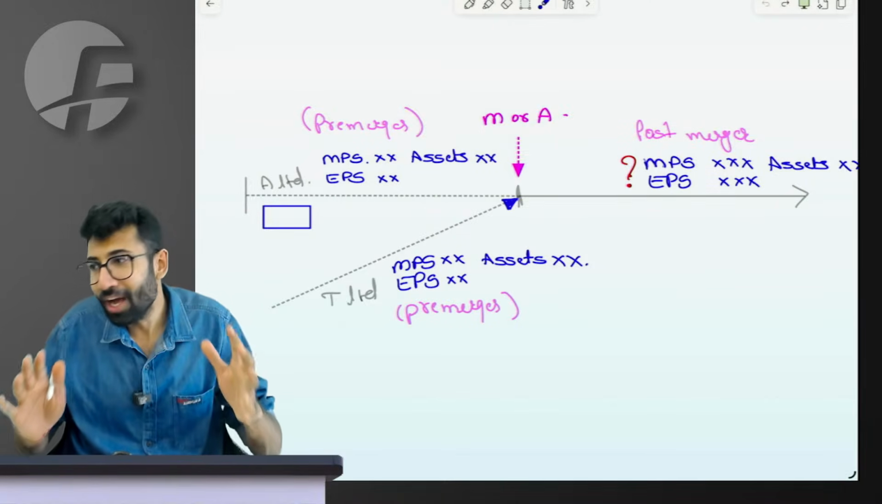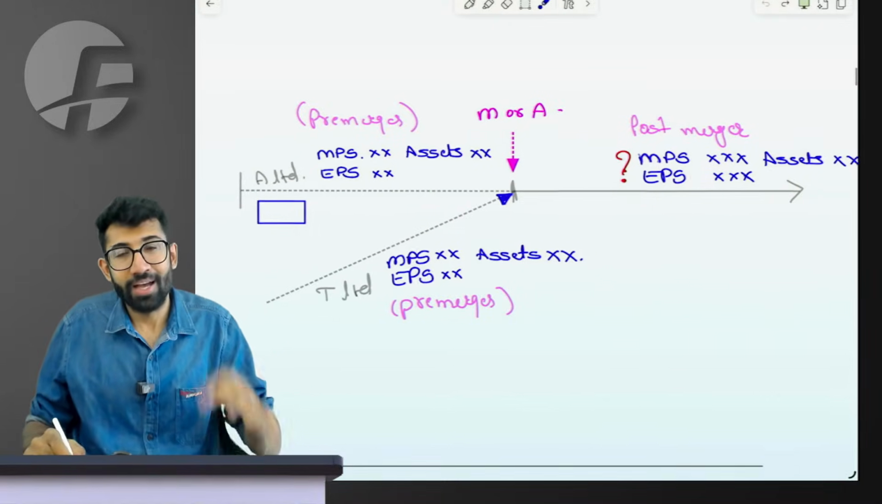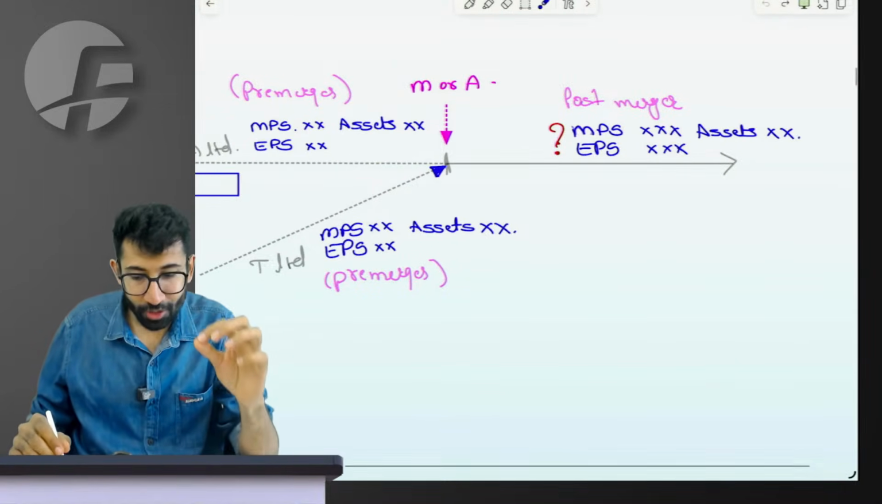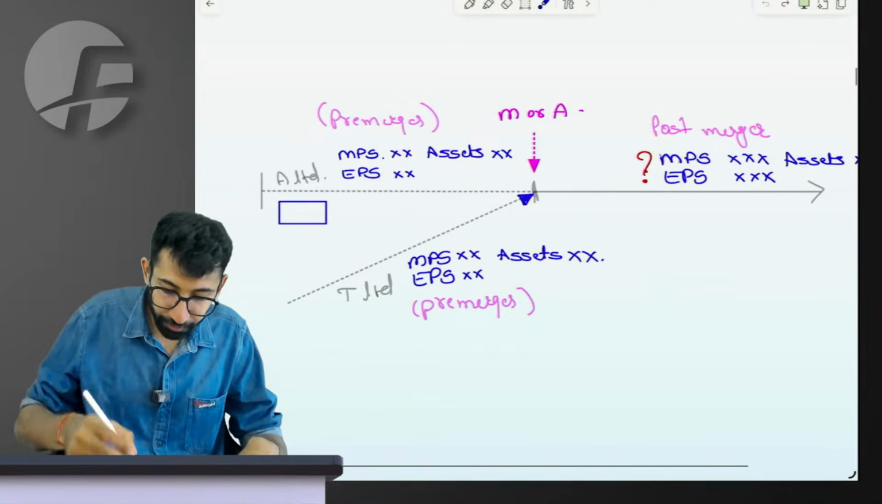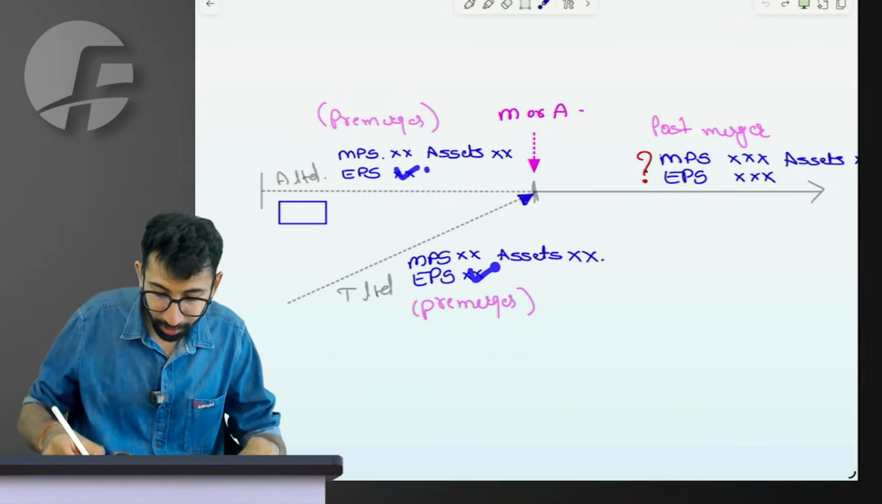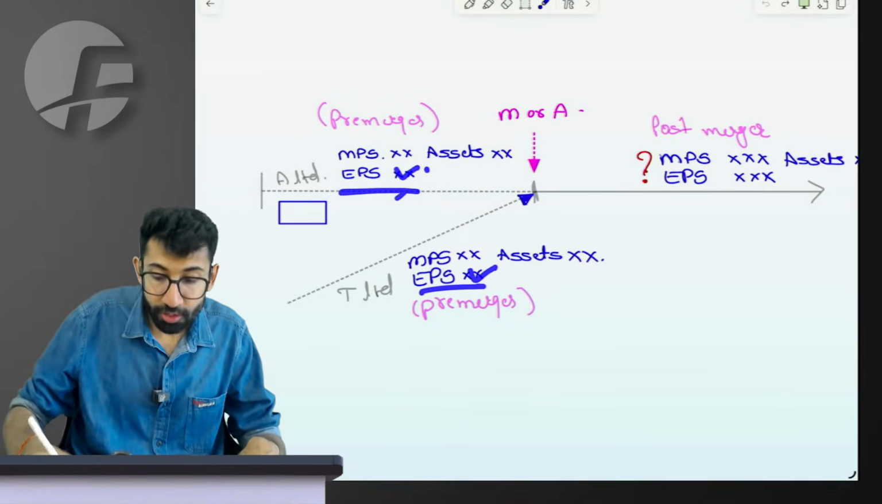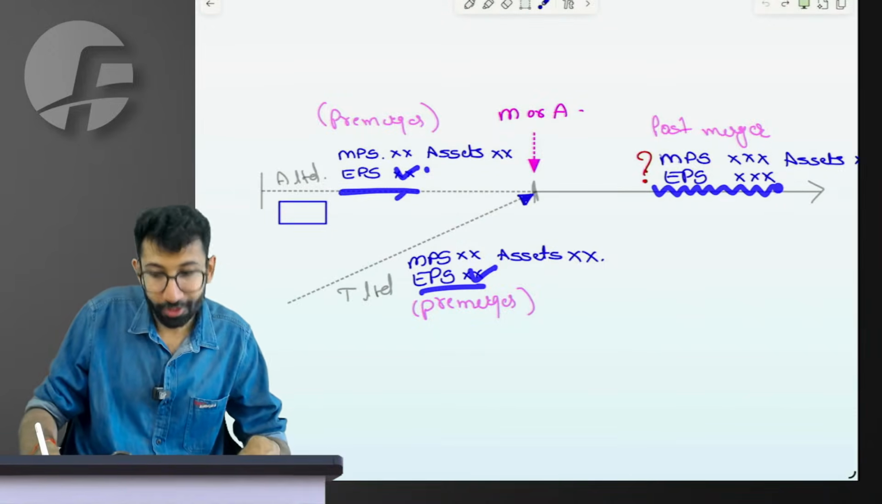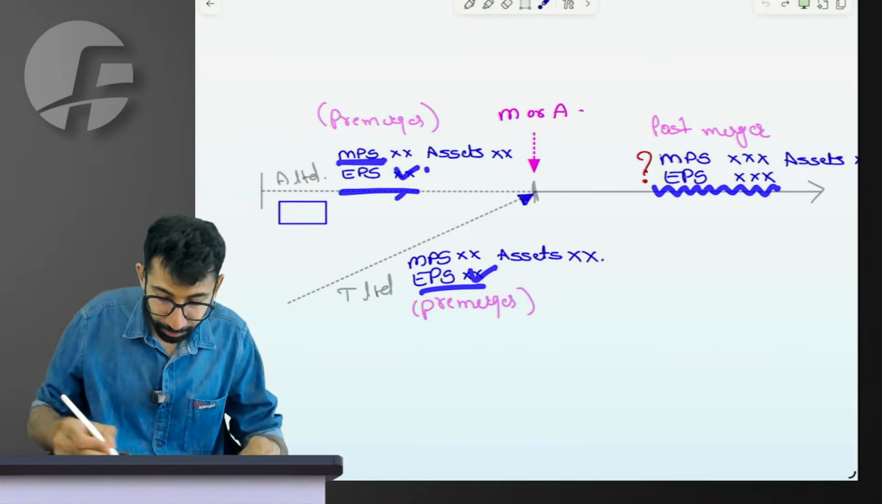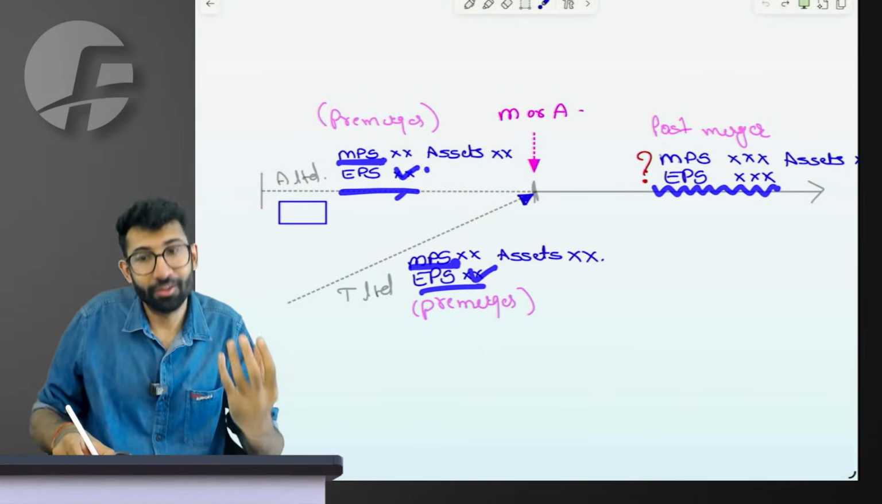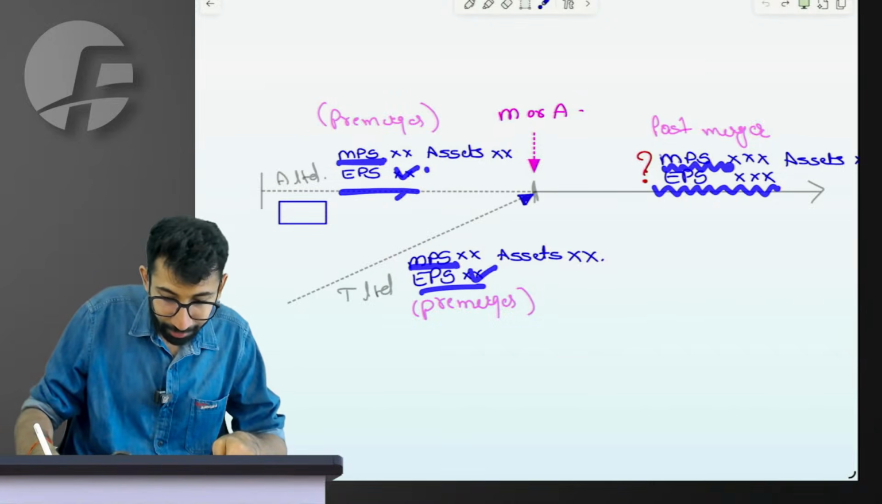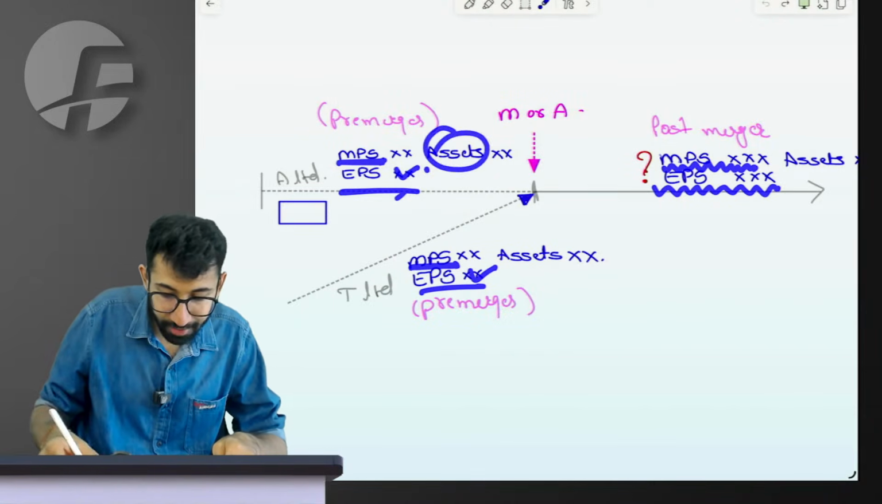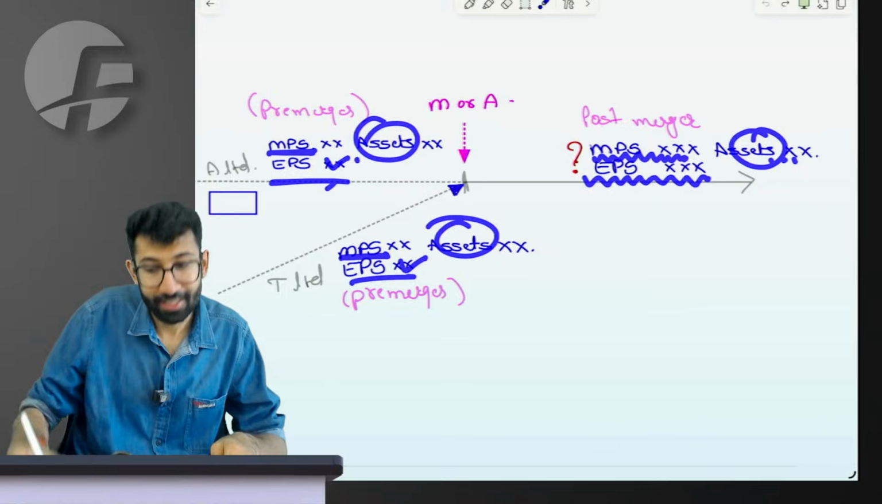But what do we have to learn in this chapter? As a student, CA Institute will ask us a question like, sir, if the pre-merger earnings of both the companies are given to us, what is going to be the earnings after merger? If pre-merger MPS of both the companies have been given to us, what is going to be the MPS after merger? And similarly for assets, this is what they will ask.